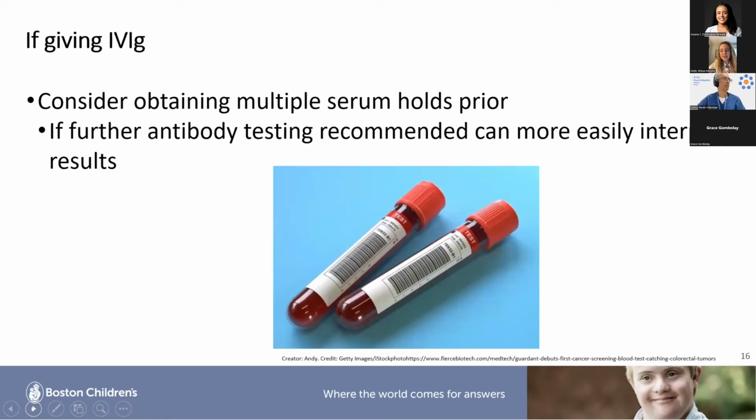If giving IVIG, just a plug that it's important to think about getting additional serum samples. Sometimes these kids are pretty small, and so you're limited in the amount of blood that you can draw on any given day. And the sooner you're drawing samples, the better in terms of infectious studies. But if you're going to be giving IVIG, your ability to interpret serologies after that IVIG has been given are potentially impacted, especially if you're thinking about common infections that are likely to be represented in IVIG.